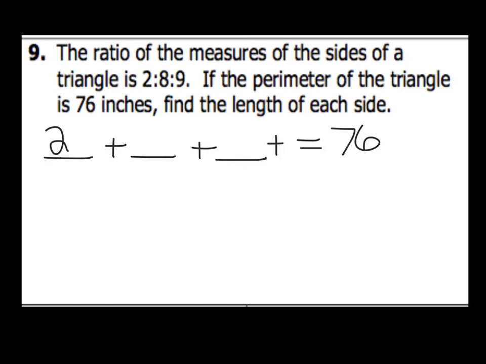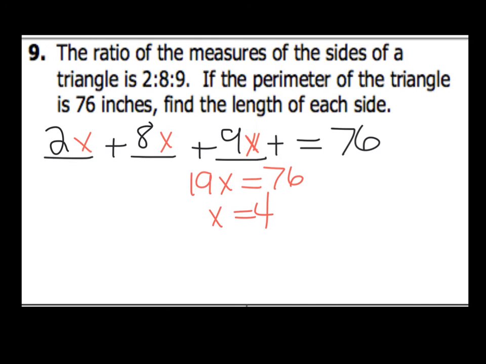Well, we know the ratio is 2 to 8 to 9. So we have to put our variables in because we don't know exactly what x is and how much each side is. So we get ready to solve. We get x is equal to 4. We go back and read the question.